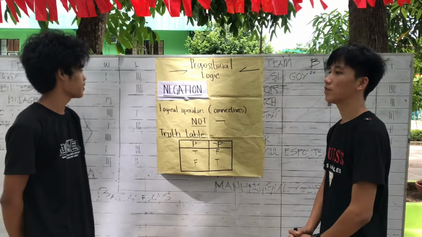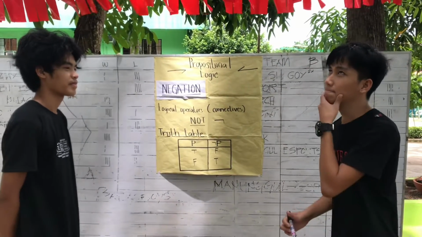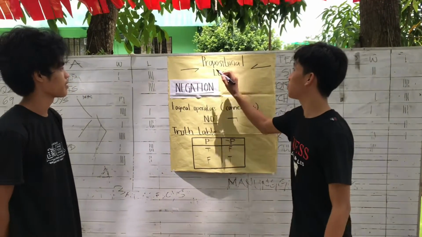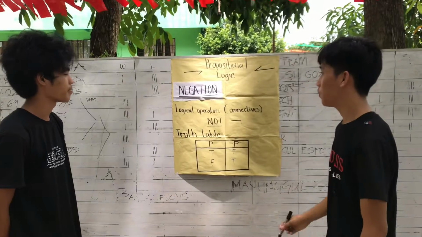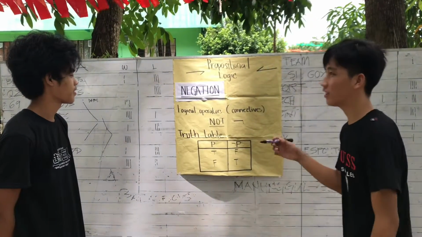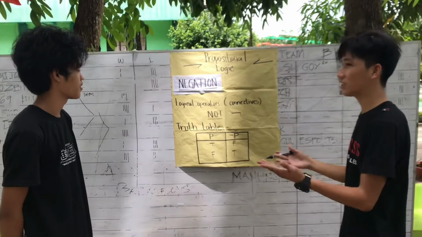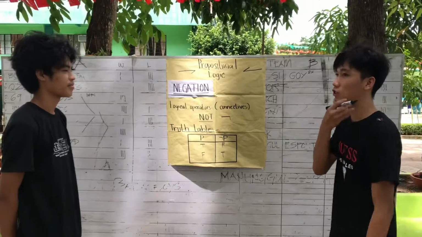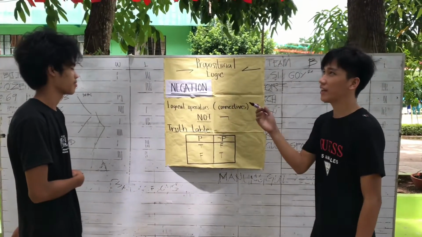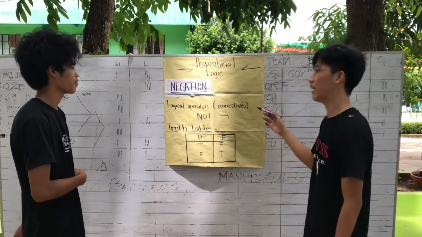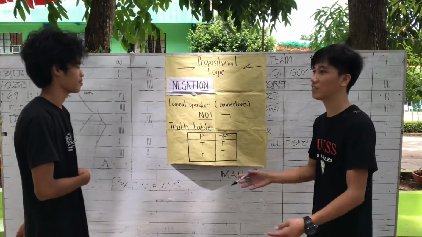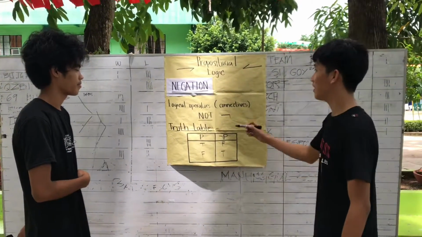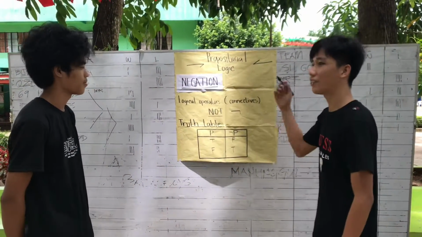Negation. What do you think is negation? Negation is a propositional logic. When we say negation, it is all about contradicting an idea. For an English subject, it's like the antonyms of an idea. Like hot, the antonym of hot is cold. The antonym of up is down. So the process of negation is like finding an antonym.